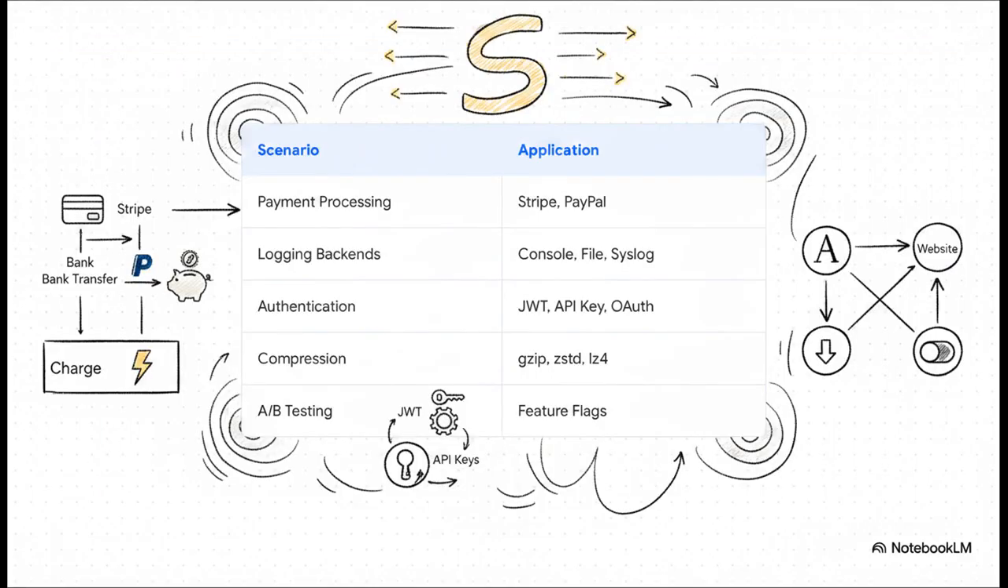And this pattern is an absolute workhorse in real-world production systems. I mean, think about payment processing. You have strategies for Stripe, PayPal, bank transfer, all implementing the same charge interface. Or logging backends, where you can swap between logging to the console, a file, or syslog. Authentication, perfect for switching between JWT, API keys, or OAuth. It's a game changer for things like A/B testing, where you can flip a feature flag and switch out a core algorithm without a single redeploy. The versatility is just huge.